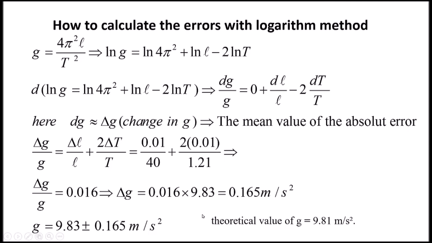There is another, easy way to calculate delta g from the experimental result and the theoretical result. If we subtract the experimental result from the theoretical value, we'll get the change in g or the mean value of the absolute error.